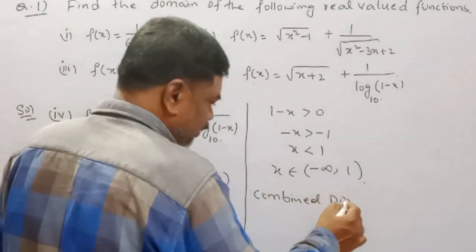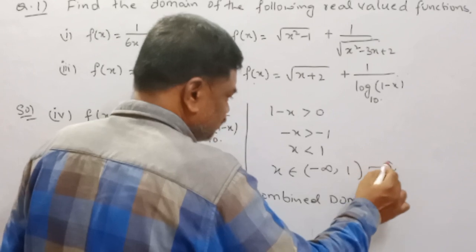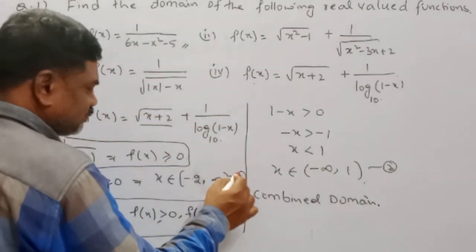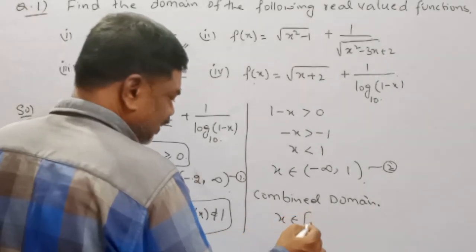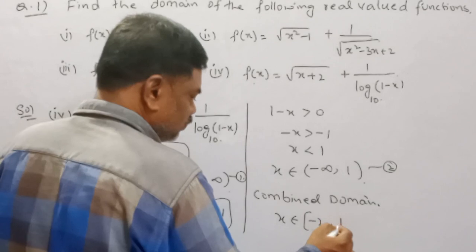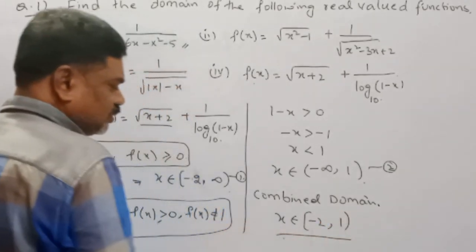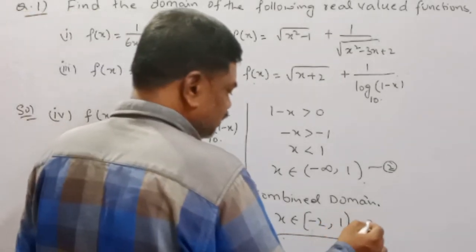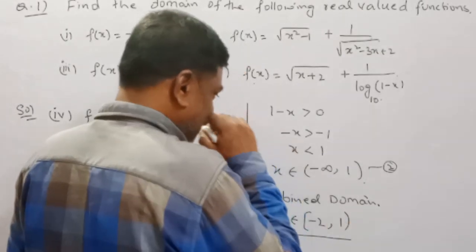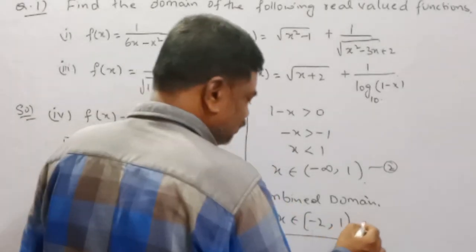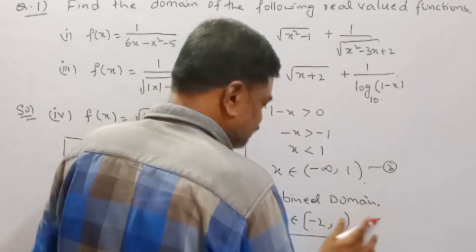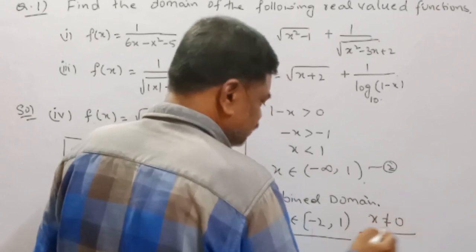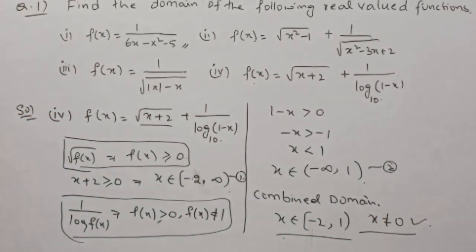Then the combined domain. This is the second domain, this is the first domain. So x belongs to minus 2 to 1 open interval, and x not equal to 0. This is the domain of this function. Okay, all of you? That's all.